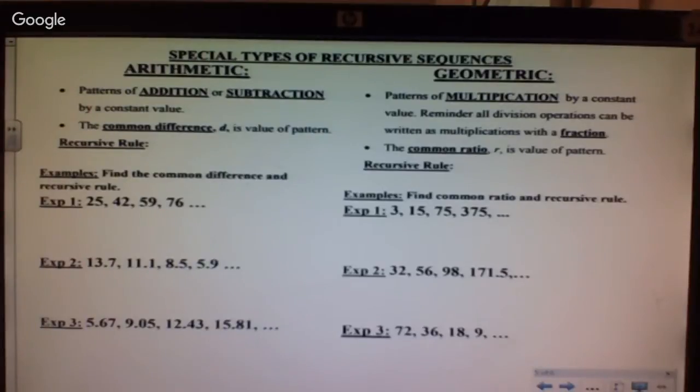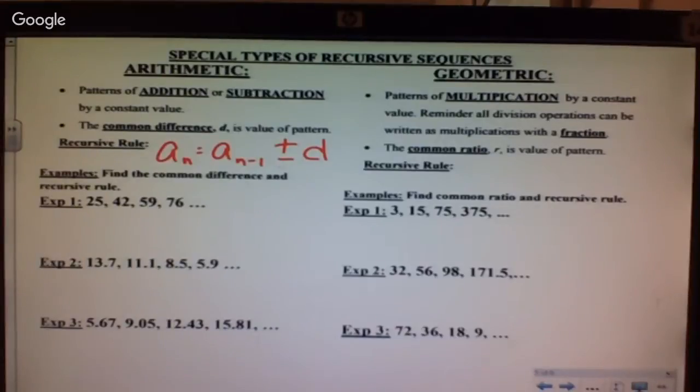That number that you add or subtract each time is what we call the common difference, and that's D. So anytime we write a recursive rule for an arithmetic sequence, it's A sub n equals A sub n minus 1, and it's going to be plus or minus, depending on whether it's going up or down, your D value. So you always take the number that comes before and either add or subtract to get your next number.